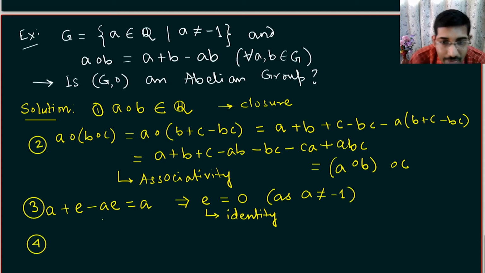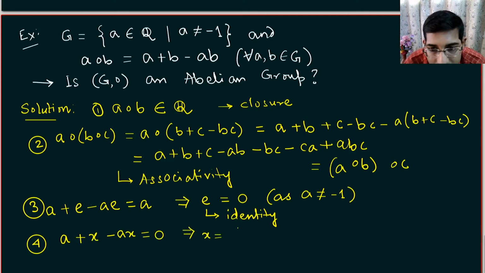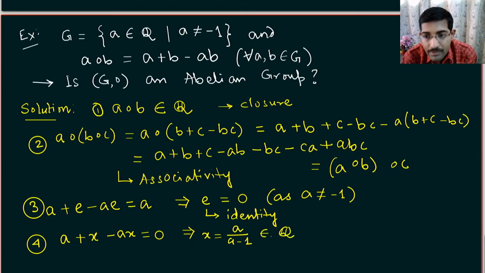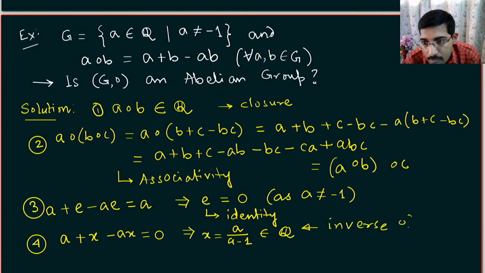So this is property 1, this is property 2, this is property 3, and finally I have the property inverse. So to have the inverse, let's say X is the inverse of A, so A∘X is equal to 0, the identity, which means X is equal to A by A minus 1. This is perfectly a rational number because A is not equal to -1. So this is my inverse of A, which belongs to G.